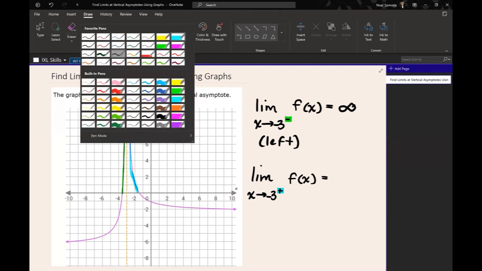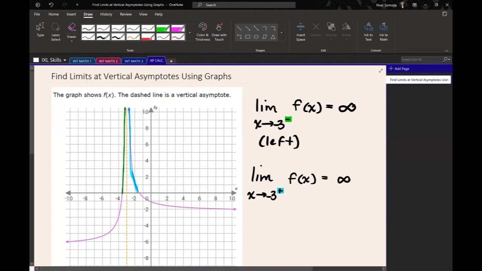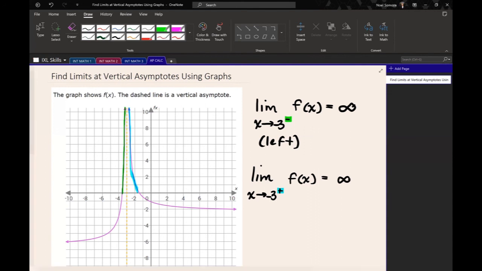So then the statement that we would want to give here is that the limit as x approaches -3 from the positive side, or from the right side, will be positive infinity as well.